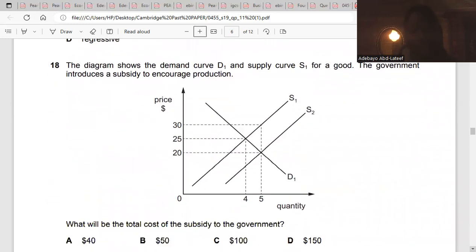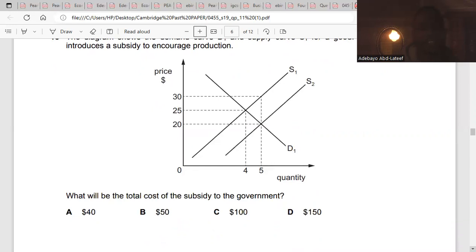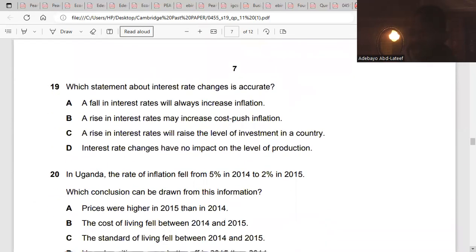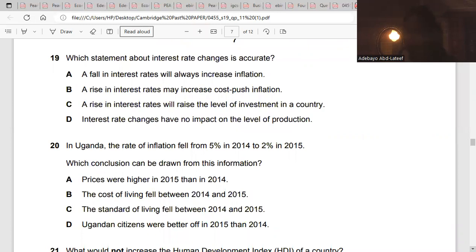The diagram shows the demand curve D and supply curve S for a good. The government introduces a subsidy to encourage production. What will be the total cost of the subsidy to the government? Based on the graph, consumers will be able to buy more when the price is less, at 20. Producers will be willing to sell more when the price is high, at 30. So for government to introduce a subsidy, government has to pay for the cost of both consumers and suppliers. So the price is 50. The cost of subsidy will be $50. Clear?